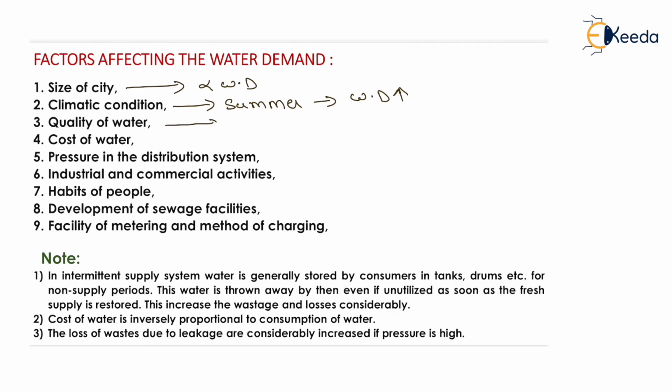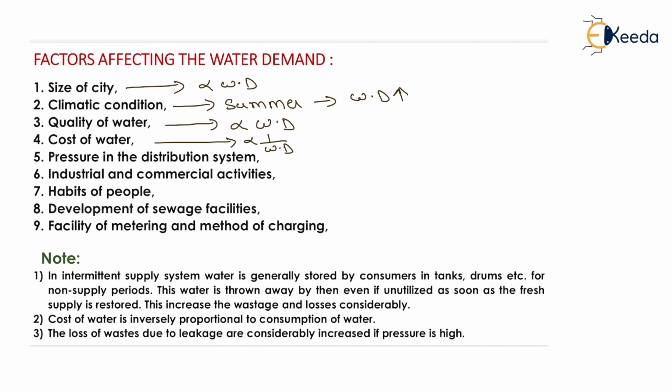Next one is the quality of water. Quality of water is also directly proportional to the water demand. Suppose that we provide one person with mineral water, then they will consume that water. Now if we provide this same person with sewage water, then they will not consume that water. So if the quality of water is very high, then the water demand will also be very high. Now the next one is the cost of water. Cost of water is inversely proportional to the water demand.